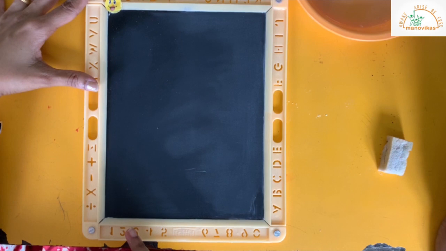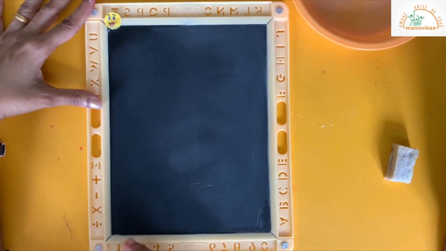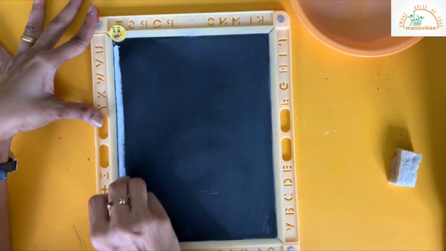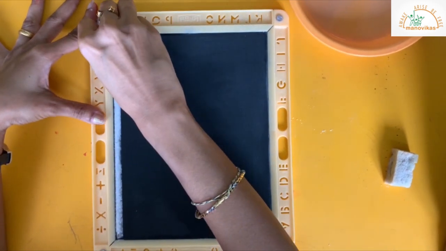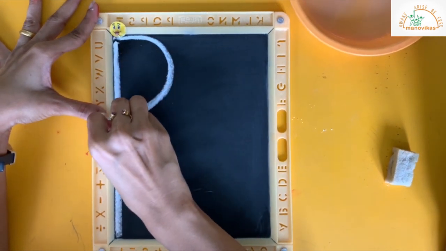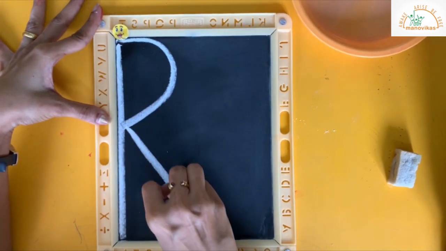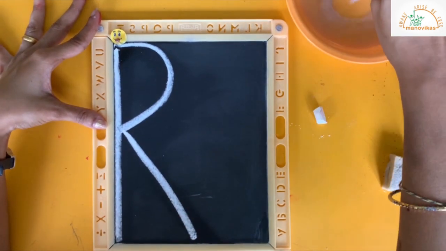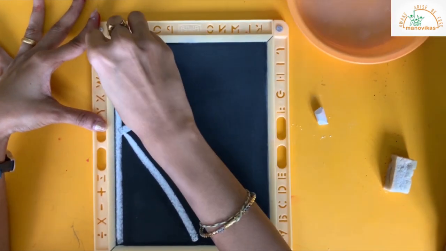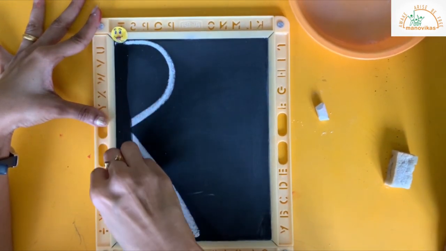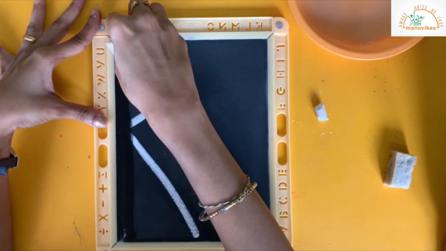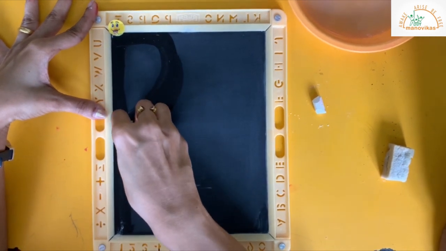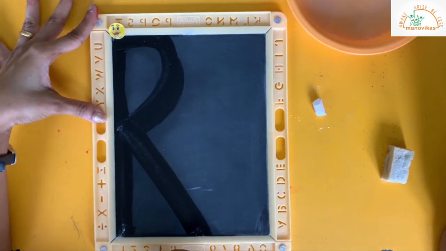Children, now let's write letter R on the slate, just below the smiley. Start at the top, big line down, jump back to the top, small curve to the middle, and a small line sliding down. Letter R. Let's punch. Start at the top, big line down, jump back to the top, small curve to the middle, and a small line sliding down. Letter R.